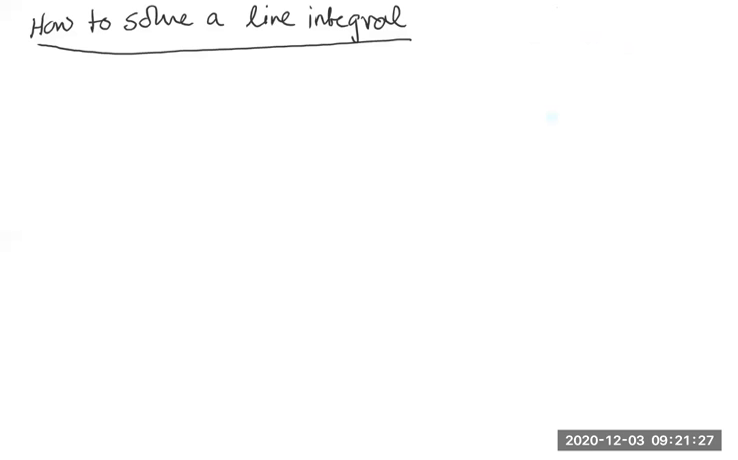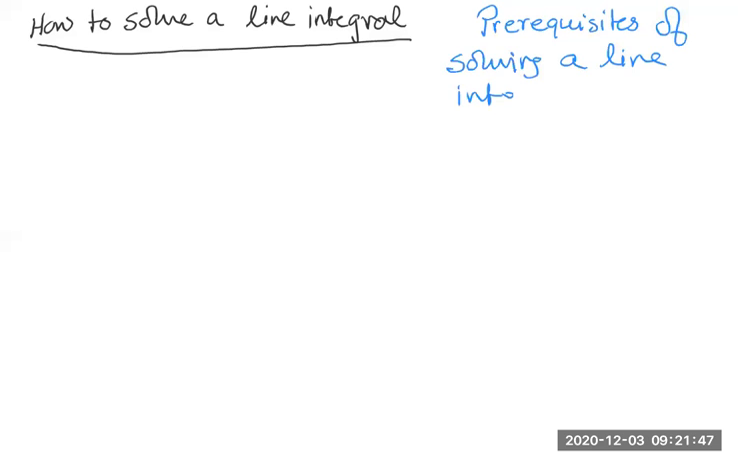So what are the requirements here? First, let me write that down. So prerequisites of solving a line integral. Number one is you must know the vector function F. Okay, so obviously the function that you have to integrate, you must know that.